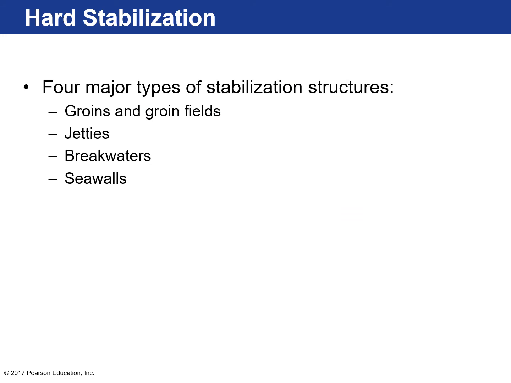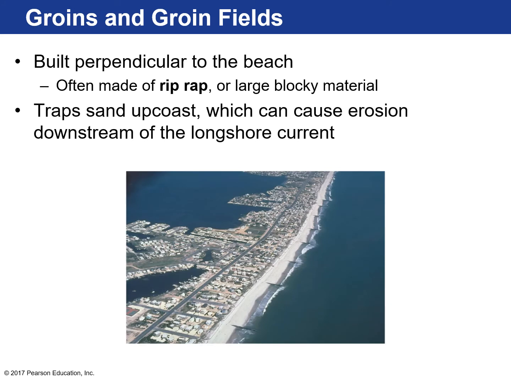There are four major types of stabilization structures. Groins, which I mentioned. Groin fields are just a bunch of groins. Jetties are really the same thing: they're two groins parallel to one another, and they usually block open an inlet so we can have boats come in and out. Breakwaters are parallel to the shoreline. I have pictures. And seawalls are built right in front of the beach, and they typically protect homes or businesses.